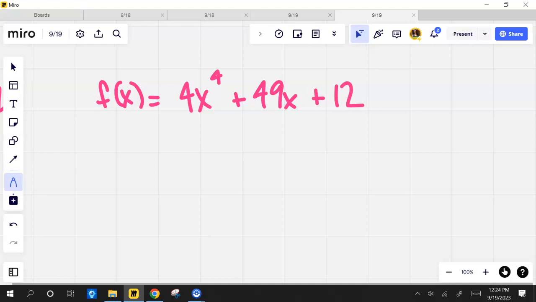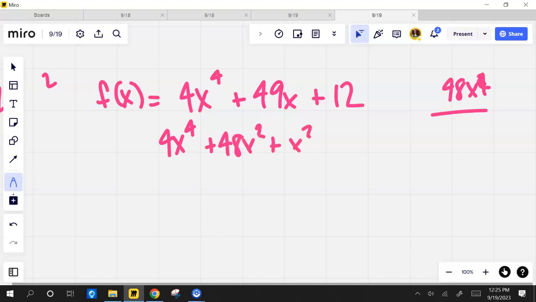Find all the zeros, simplify all irrational and complex solutions. This is number 2. What multiplies to 48x squared but adds to 49x? 48x squared, oops, this should be the 4th. 48x squared and x squared. We only follow these rules.